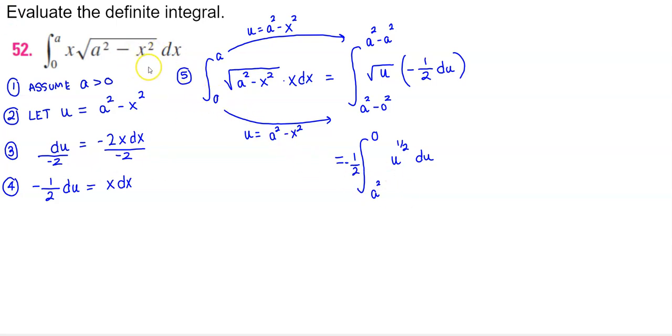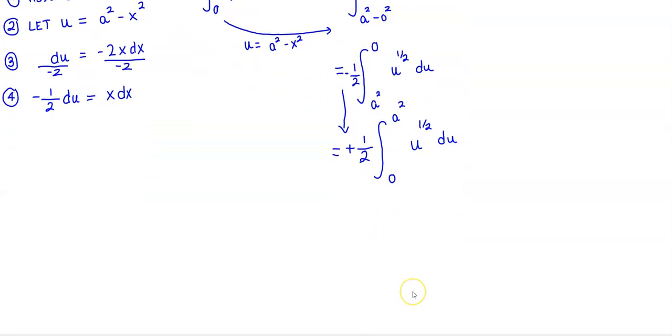Now, with our definitions, we can determine that if we're assuming that a is greater than 0, that means that this lower bound is going to have to be up here. And in order to do that, it's going to change this sign to a positive. So what's going to happen is for this to become a positive 1/2, we are changing our lower limit now to be 0, and our upper limit is going to be a squared, to the u to the 1/2 du.